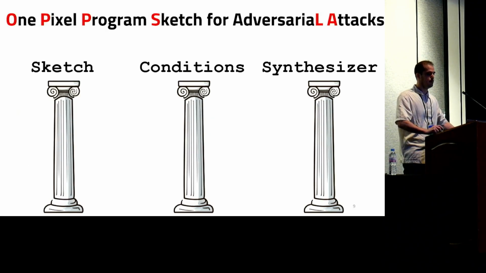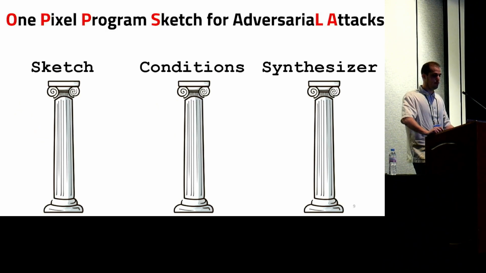In addressing this problem, our approach leverages program synthesis to compute one-pixel attacks. We have called this technique OPPSLA, not Oppsla, don't be confused: One-Pixel Program Sketch for adversarial attacks. The core of our approach is built on three key pillars: the sketch, the conditions, and the synthesizer. Let's begin with the sketch.